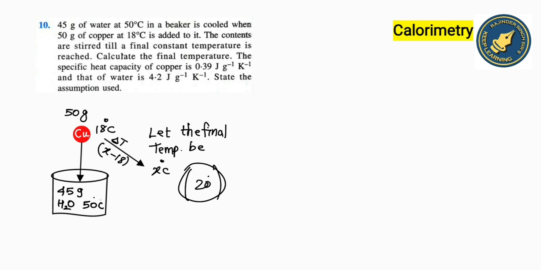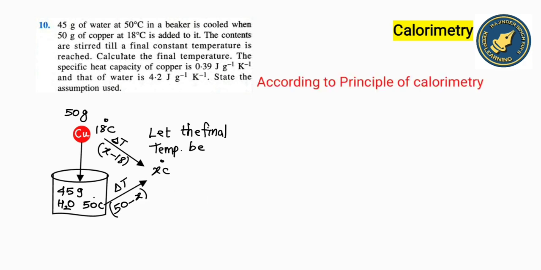And what about water? It is going from 50 degrees to 20 degrees Celsius. So temperature is falling down. So let us calculate that also. Again, big minus small, 50 minus 20. So it is 50 minus X, not X minus 50, because this is 20, right? 50 minus 20. So 50 minus X. Now you can erase this 20 part. Again, by principle of calorimetry, what is happening to copper? 18 to 20 it is going. So heat gained by copper is equal to heat lost by water.